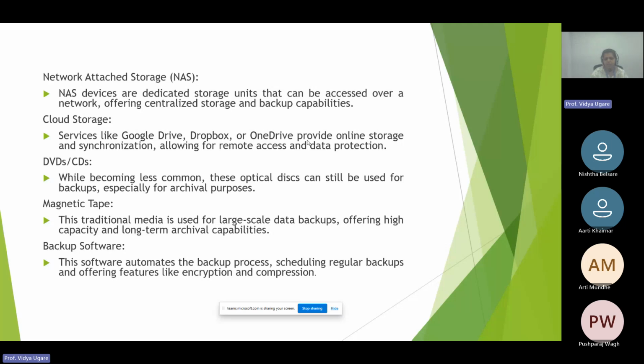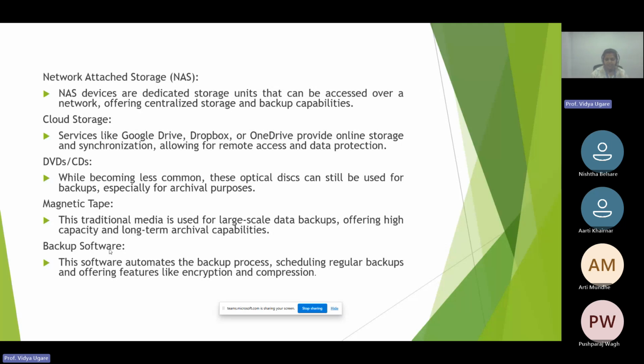DVDs, CDs, nowadays we don't use them. Magnetic tape, nowadays we don't use, but earlier, yes, these were also there to keep the backup of the system. And there are some backup softwares which will not only save your data as a backup copy, but also help you to secure your data by encrypting it and by compressing it.